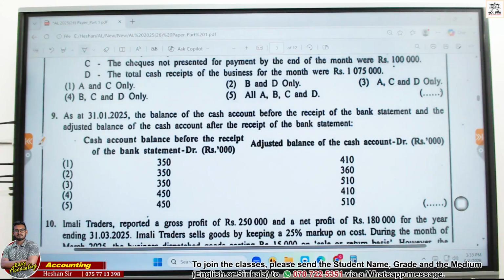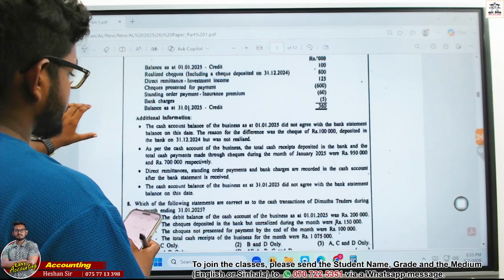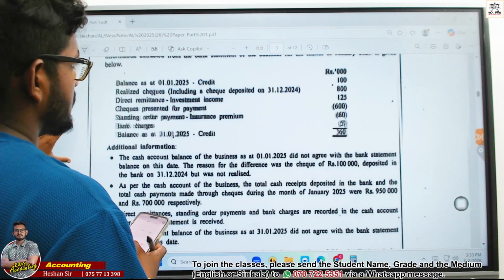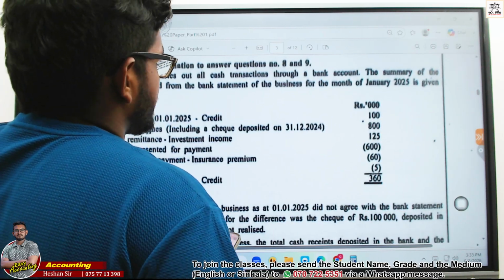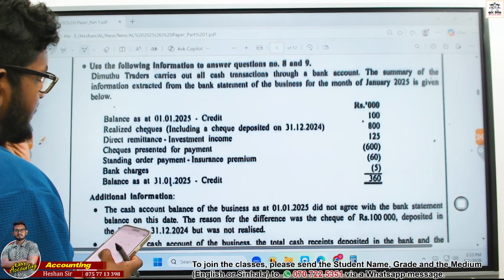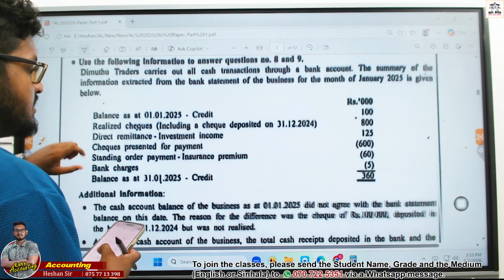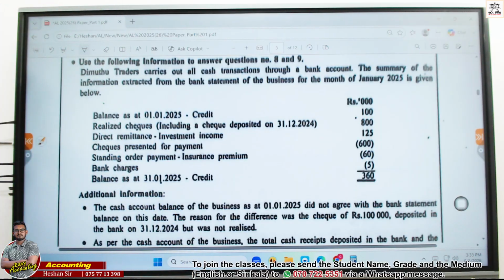Okay, first one. අපි බලමු මොකක්ද දාන්නේ කියලා. දැන් වෙලා තියෙන්නේ මොකක්ද කියලා බලන්න. bank statement එක දීලා තියෙනවා. මෙතන balance realize checks. ඒ කියන්නේ මේ ගිය මාසේ deposit වෙච්ච ඒවා realize වෙලක් තියෙනවා. Direct remittances.